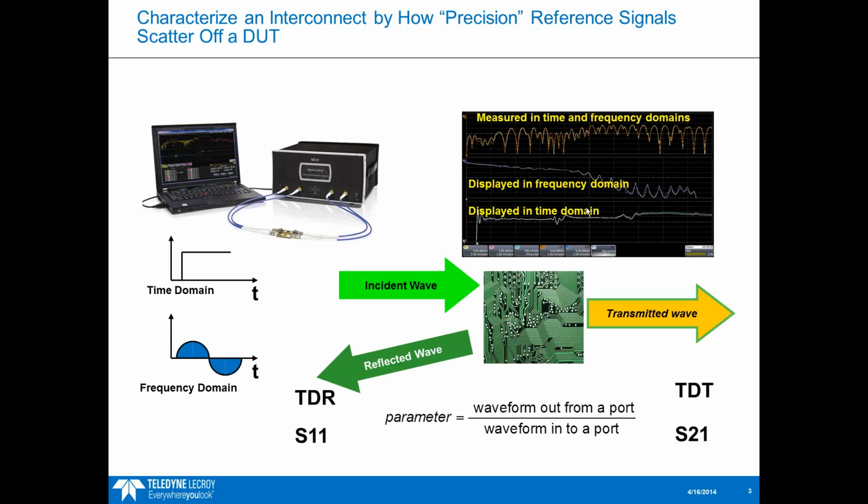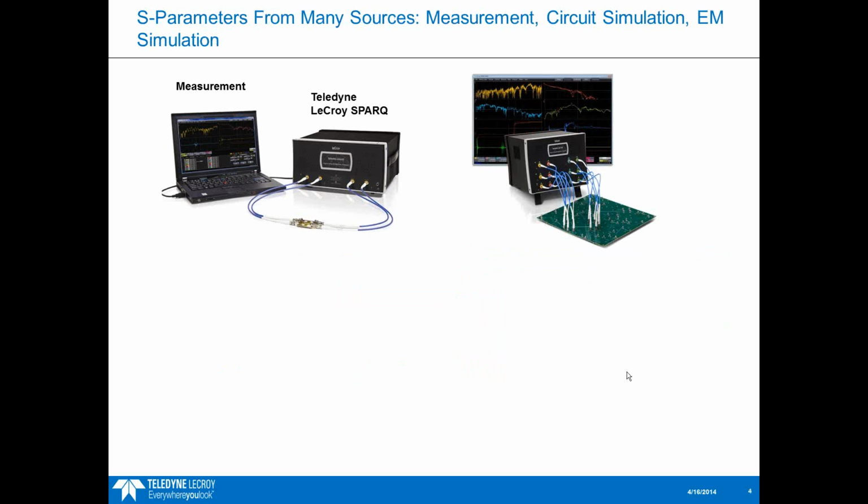When we're talking about the frequency domain, we're typically talking about S parameters. What the S parameter looks at is a ratio of the waveform out from one of the ports relative to the waveform into a port. On this side, we call it S11, which is the reflected wave over the incident wave, and S21 is on the output, which is the transmitted over the incident.